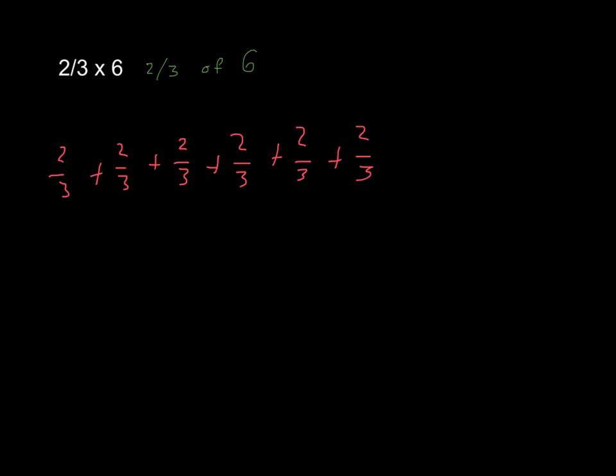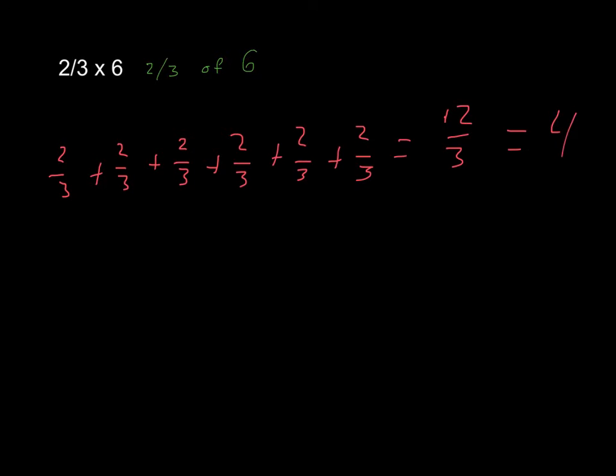2/3 times 6. Remember, we established in the last lesson that 2/3 times 6 is the same as saying 2/3 of 6. And remember, when we're multiplying, we can look at this problem as 2/3 plus 2/3, which we add a total of 6 times because it is 2/3 6 times. If we add that together, we have 12/3, which simplifies to 4. Or we can multiply and make it go a little bit faster.